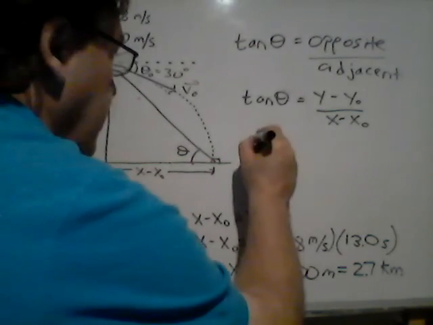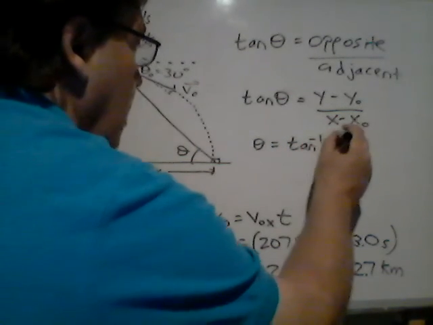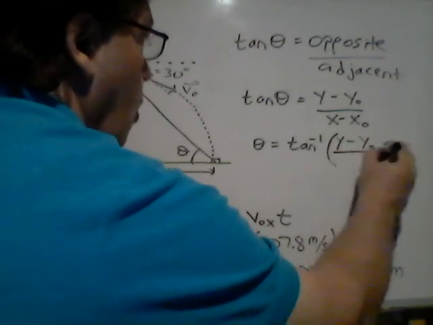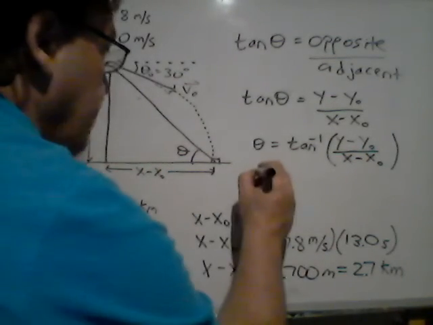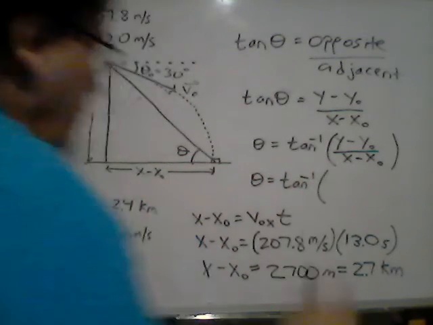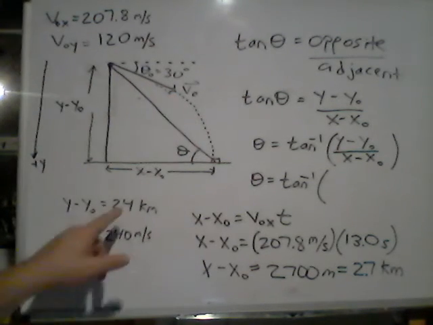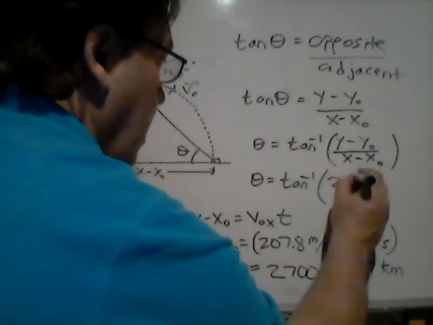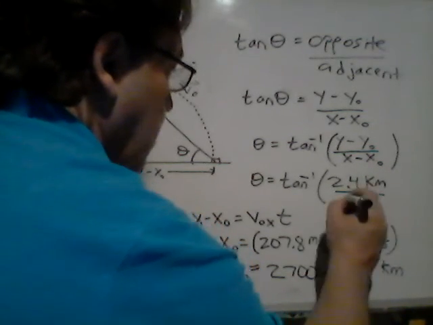So, of course, we take the arctangent of both sides. We have the inverse tangent of y minus y naught over x minus x naught. Or the inverse tangent of 2.4 kilometers divided by 2.7 kilometers. Basically, what we were given divided by what we just determined. So, again, kilometers over kilometers cancel, as they should in a trigonometric function.